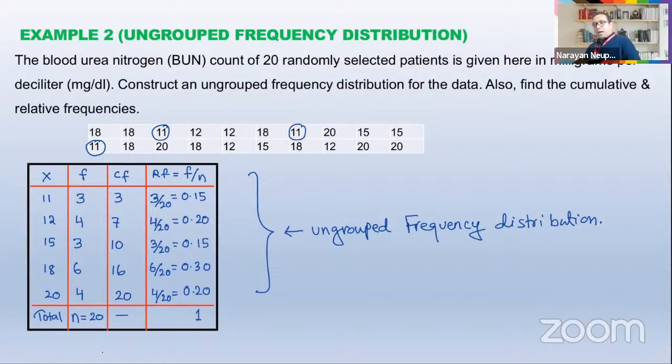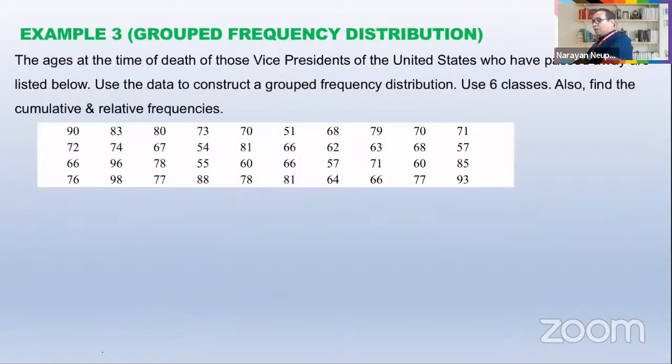Okay, now let's move on to the next one. This time we are looking at a large data set. Here is our large data set, and what we have to do is create a grouped frequency table from this one. So let's read the question. What are they asking here? The ages at the time of death of those vice presidents of the United States who have passed away are listed below.